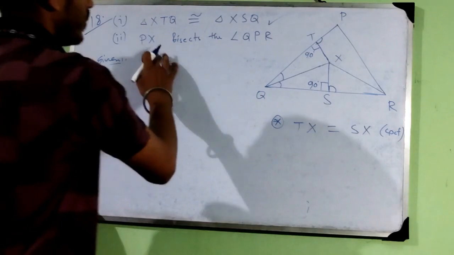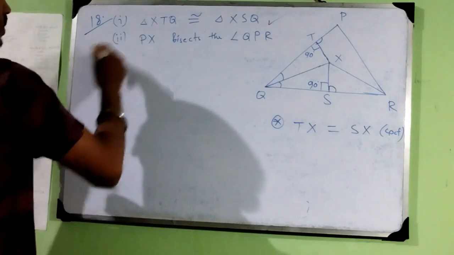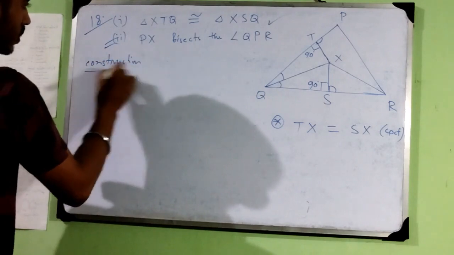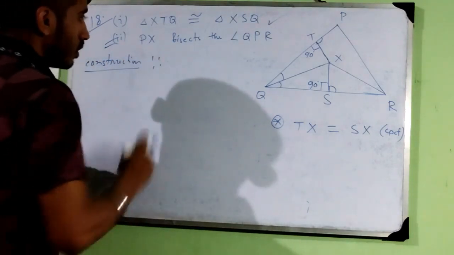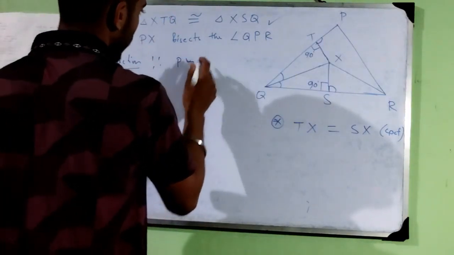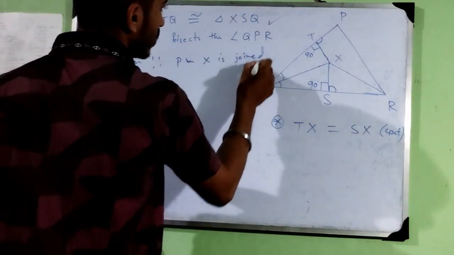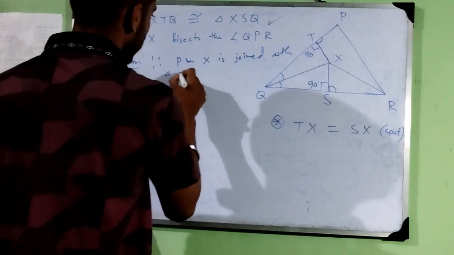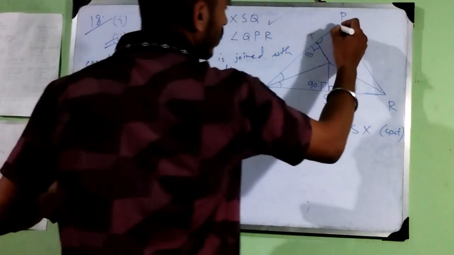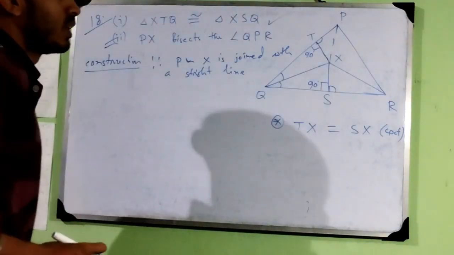Now we have to prove the second part. To prove the second part we have to do a construction. What do we write here? P and X is joined with a straight line. PX is joined. Okay, join PX with a straight line, see. PX is joined, and again what was done?